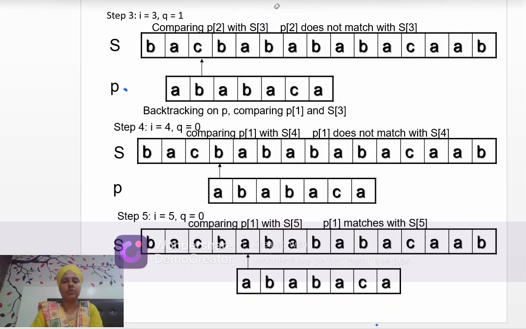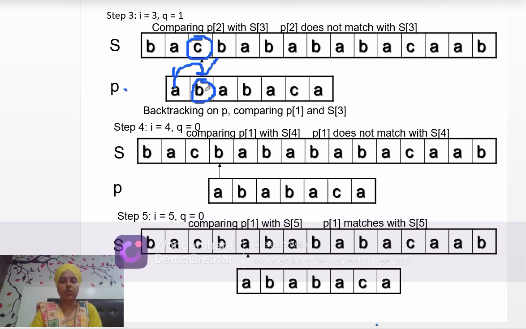Now after the second step, what do we have to do next? Next we have to compare the next pattern character with the next string character. Here the string is also incremented, and the pattern compared is the second one, because the first one we have already compared. Here the Q value is 1, so we compare with Q plus 1, that is 2. What we see is that B and C are not matching.